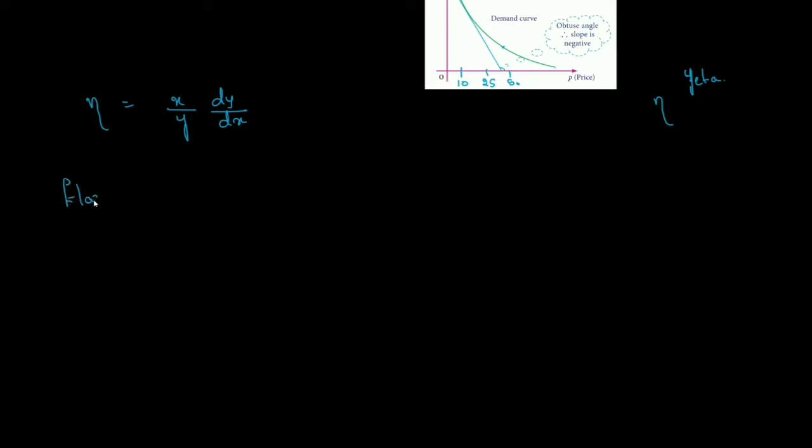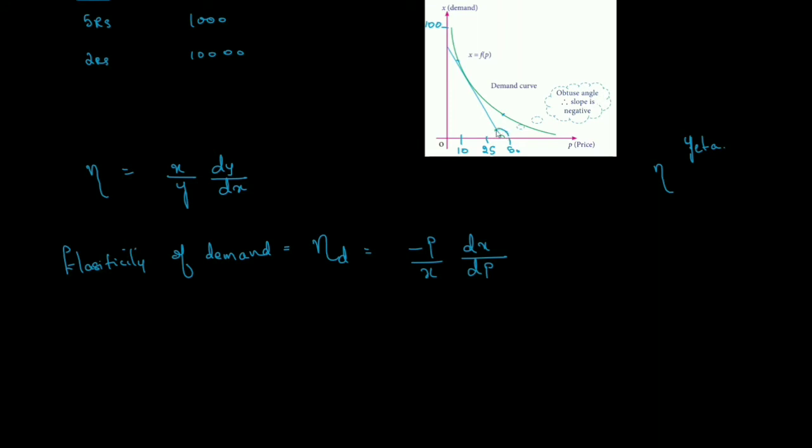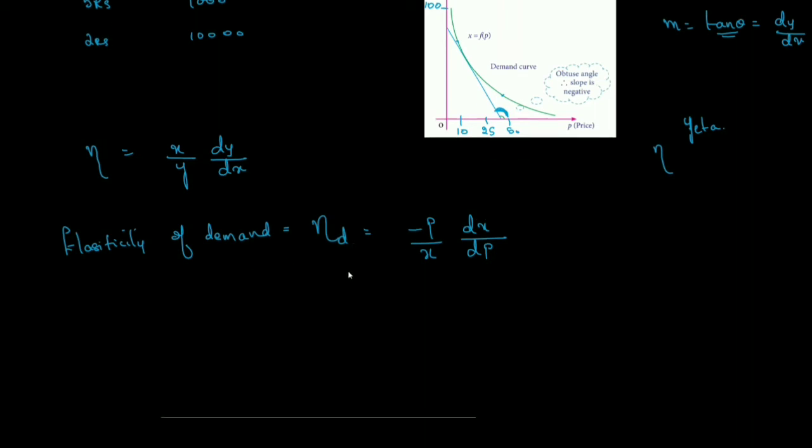Elasticity of demand is minus p by x dx by dp. For the demand graph, the slope is always negative. If you draw a tangent at a point, the angle is obtuse, and the tan of an obtuse angle is negative. Slope is tan theta, or dy by dx, so this is always negative. Just to avoid that, you put a minus sign. One minus here and one minus there will give you a positive answer. So that is the formula for elasticity of demand, eta d.